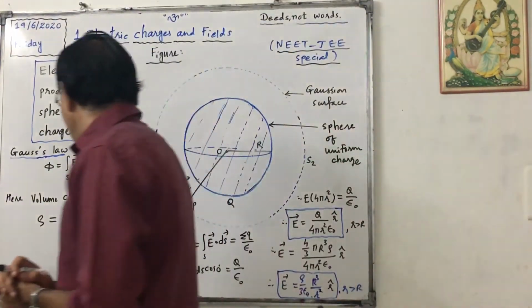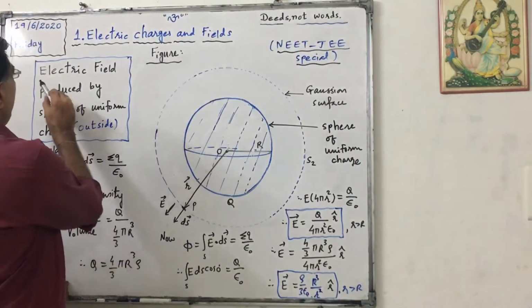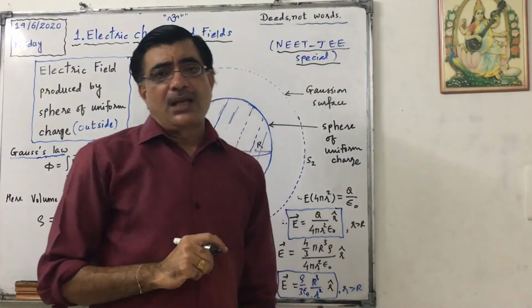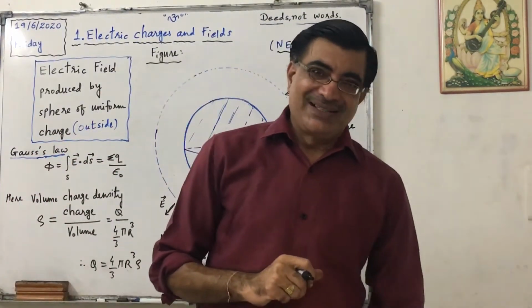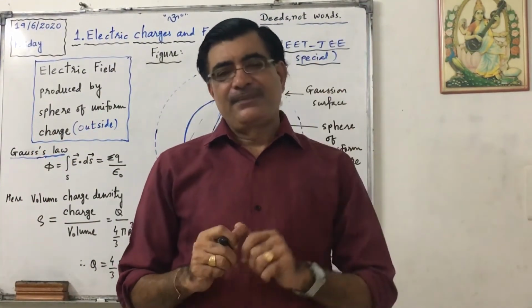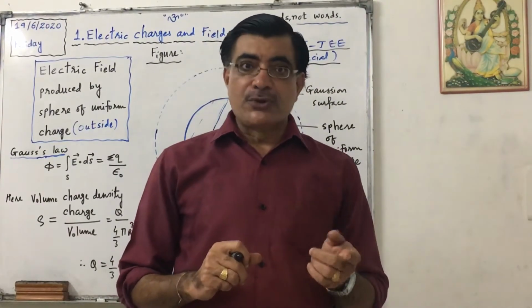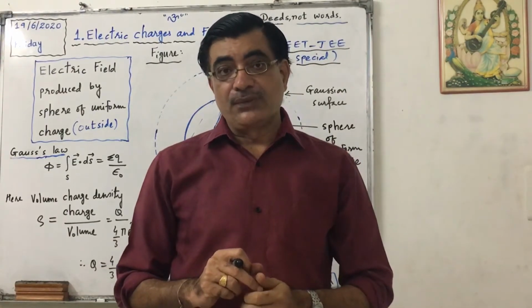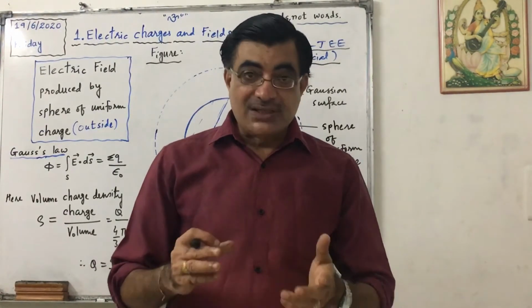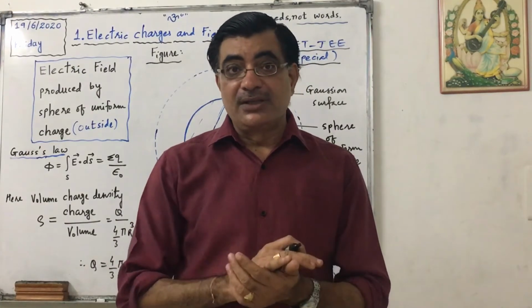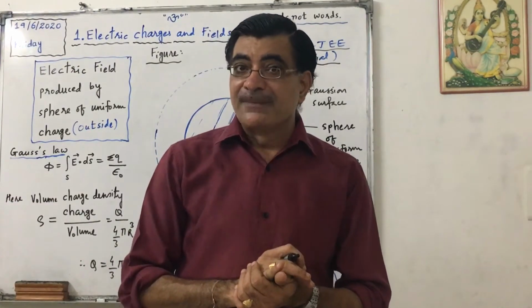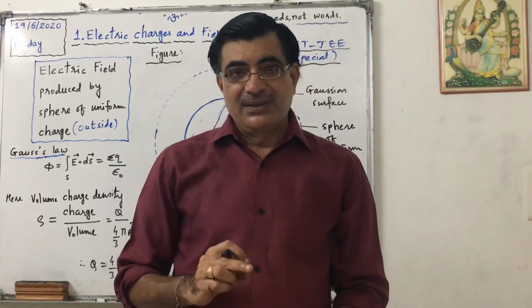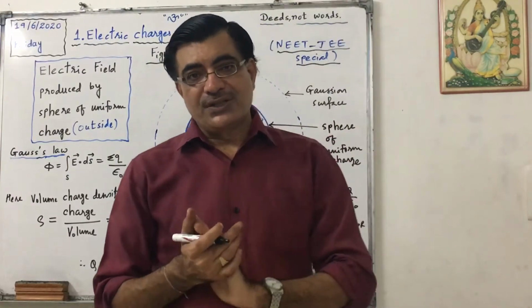Now, we are actually studying applications of Gauss's law. We studied first the electric field produced by a wire of infinite length with uniform charge distribution. Gauss's law is useful to find the electric field due to continuous charge distribution. The first application was a wire of infinite length with uniform charge distribution.